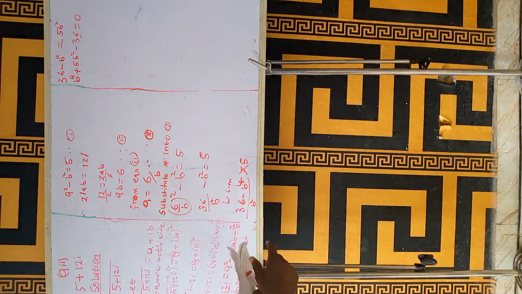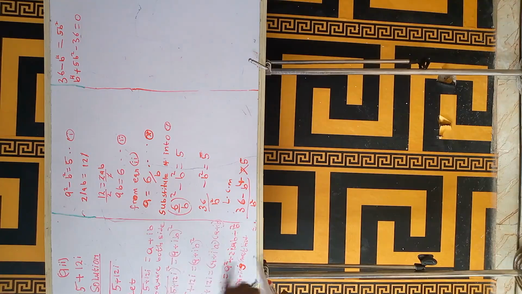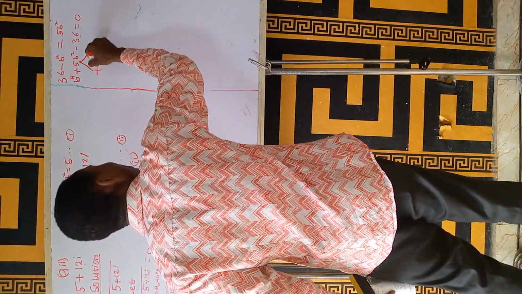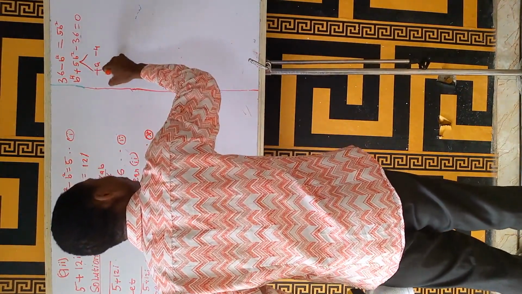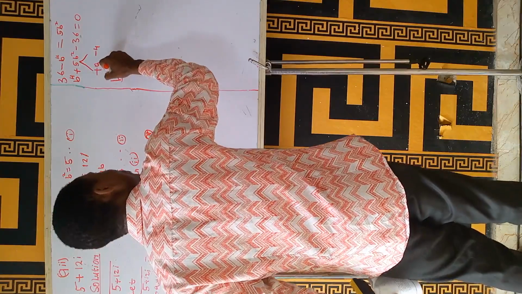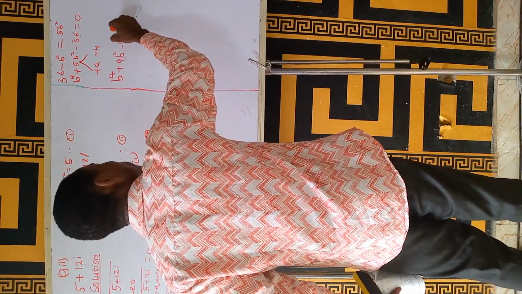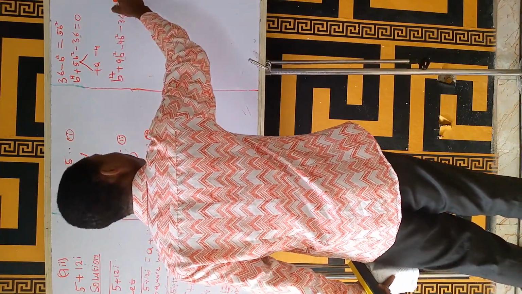What are those factors of 36? We know that 36 we can have 18 times 2, that will give us 36. Also we can have 9 times 4, that will give us 36. And you see, plus 9 minus 4 will definitely give me 5. That means the factors here are plus 9 and minus 4. And I will have b raised to power 4 plus 9b squared minus 4b squared minus 36 equals 0.